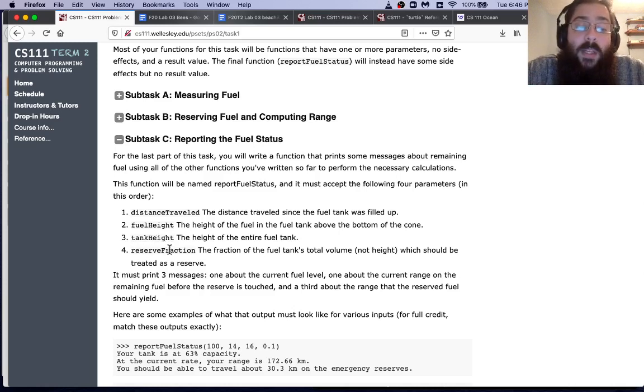And parameter 4 is the reserve fraction. So what fraction of the tank are we treating as a reserve? And we're going to sort of lie to the driver and say, oh, we only have 1% left, right?